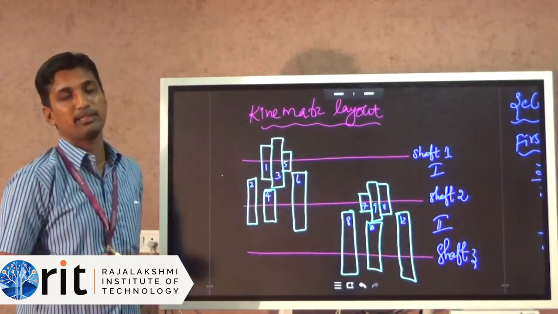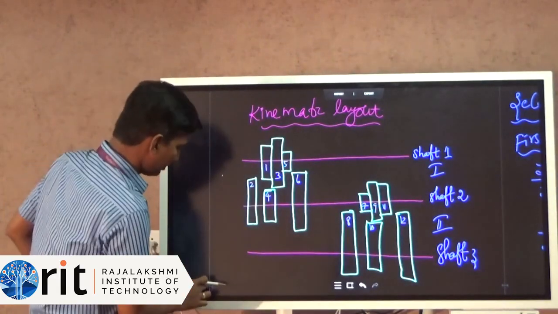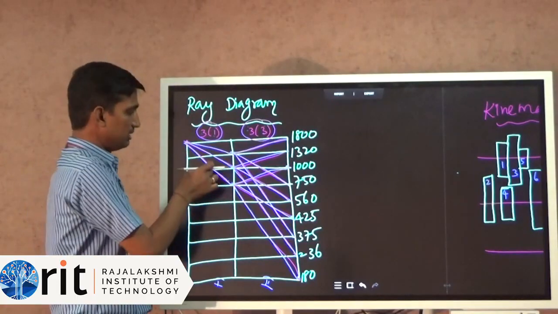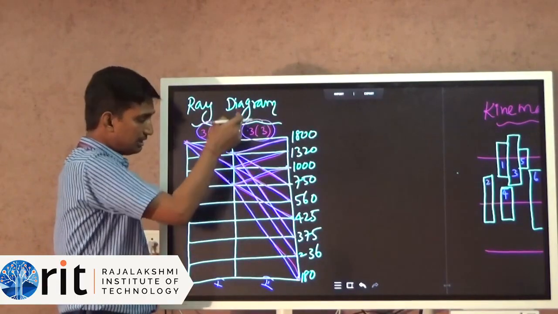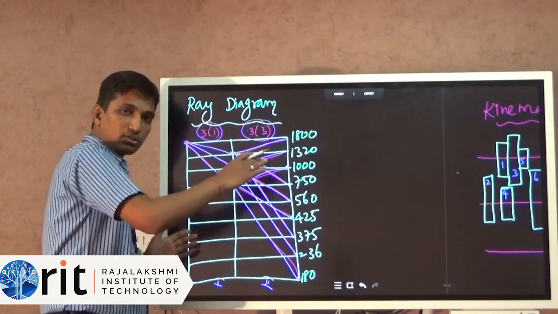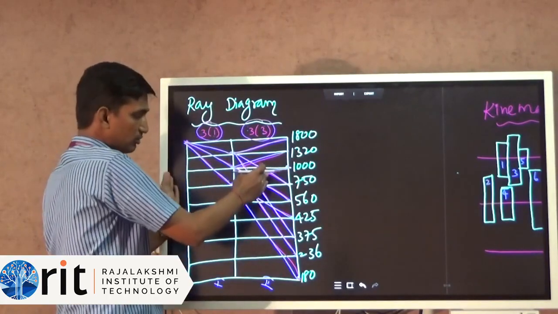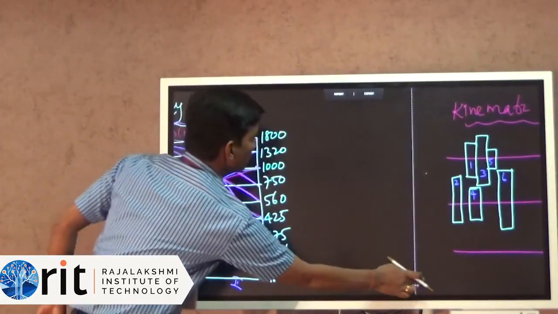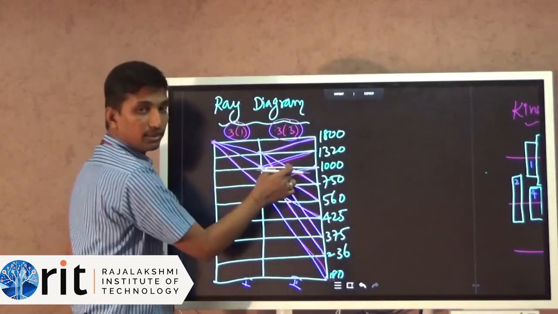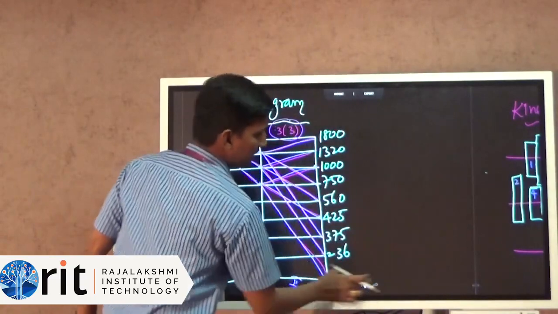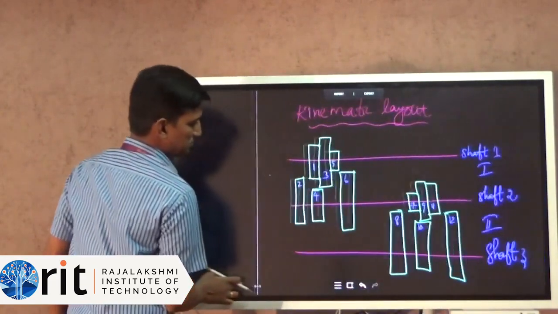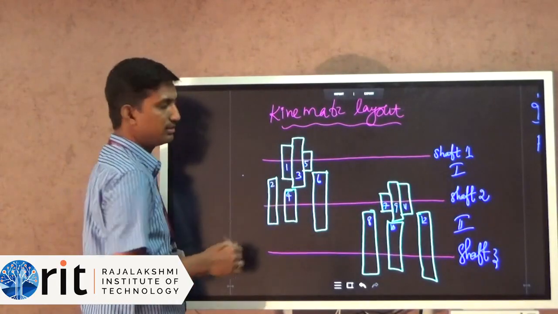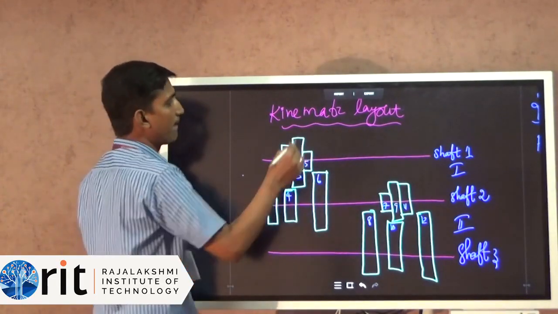How to make the kinematic layout? You can see this structure. This is stage 1, then this stage 1. This vertical line has to be tilted as the horizontal line. Here you can have the three sets of lines. These three sets of lines have to be drawn in the horizontal direction.